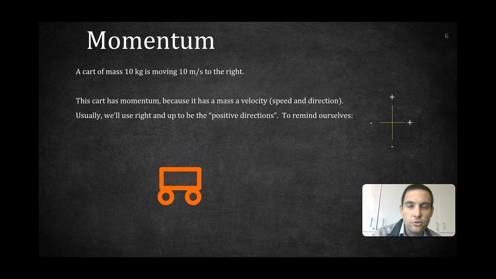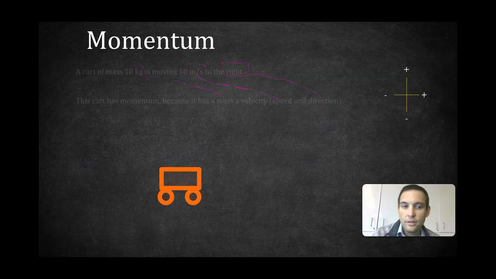To remind ourselves, we can draw this coordinate system as to the right. So 10 kilograms, there's our mass. 10 meters per second, there's our speed. And right, there's our direction. Direction could also be positive or negative. North, south, those sorts of things.